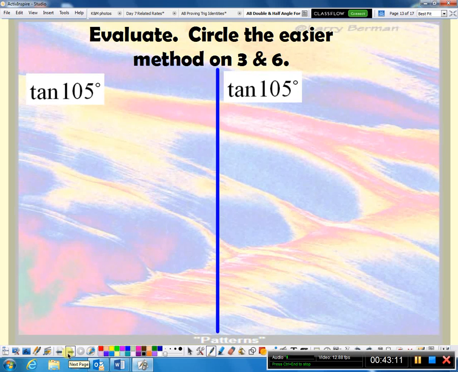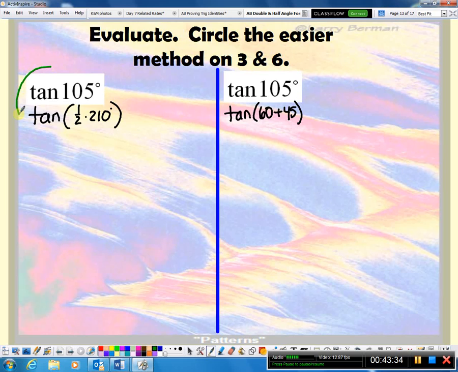Tuning in today, I'm going to make this half of 210 degrees. So my options are half angle or sum or difference. Well, I'm going to use 60 plus 45. Which is easier? I told you at the very, very beginning when we looked at the good tips, this will be the easier method, I promise. Now, the other method is more familiar to you, but if you'll practice the half angle method today, it will be just as familiar, and then you will realize that you are moving more quickly through it.